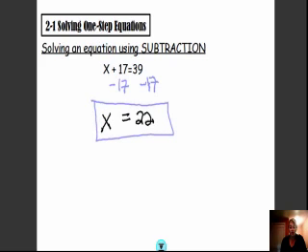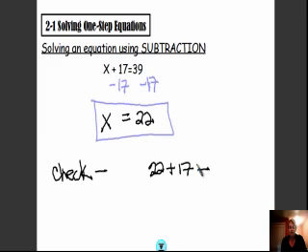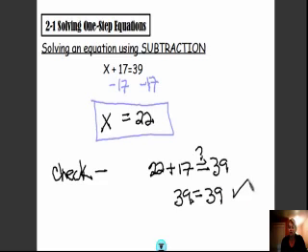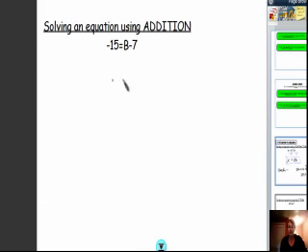Now we can check that, and the way that we check that is we put 22 in for x. So here, let's check. We have 22 plus 17. Is that indeed equal to 39? Well, 22 plus 17 is 39, so I get 39 is equal to 39, so that checks out. So that means that x is indeed 22.